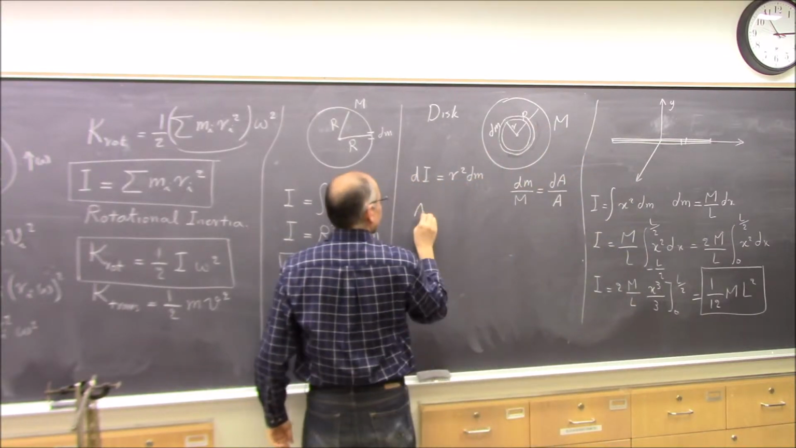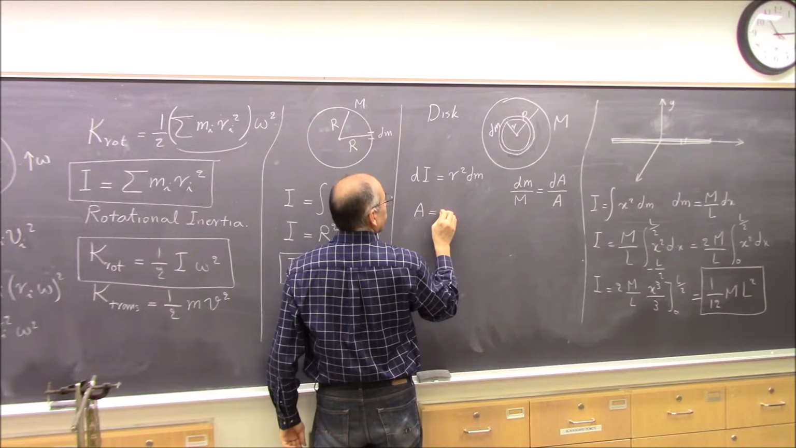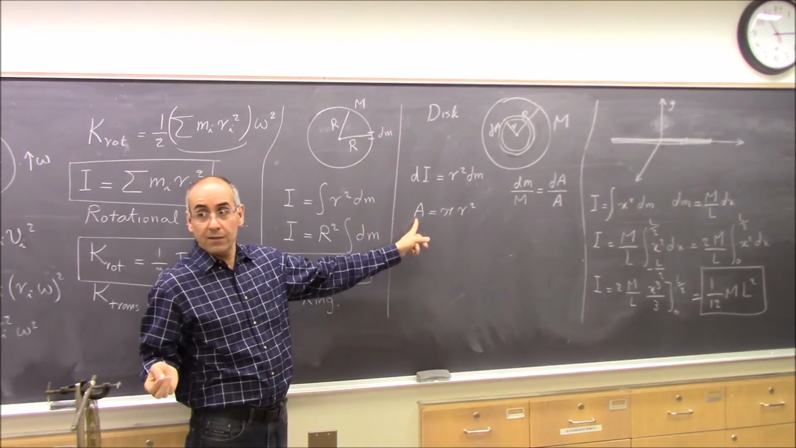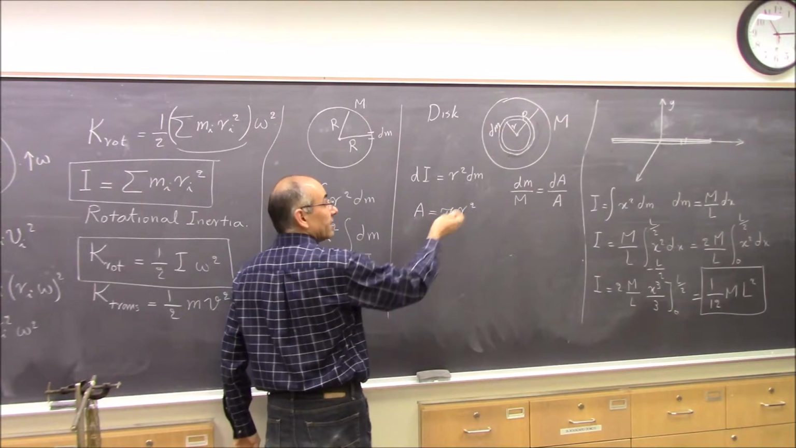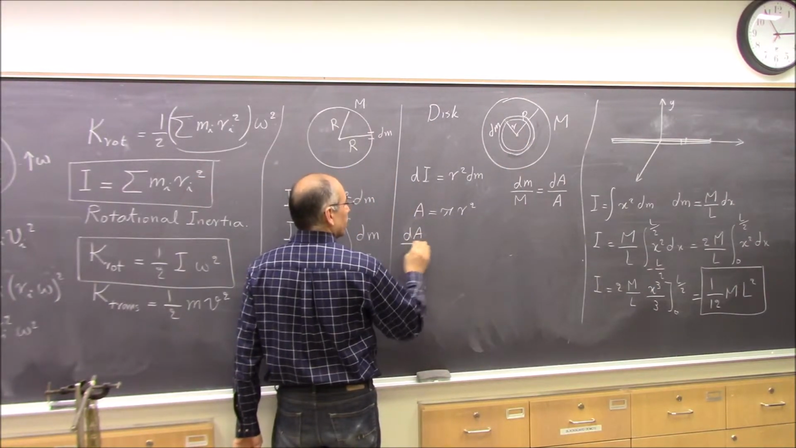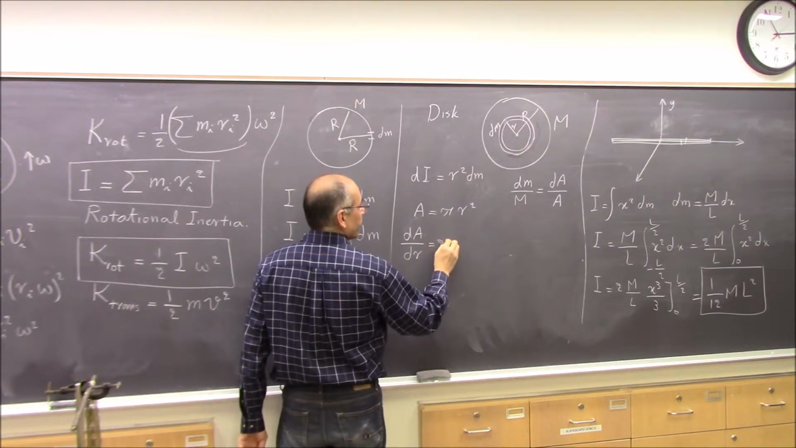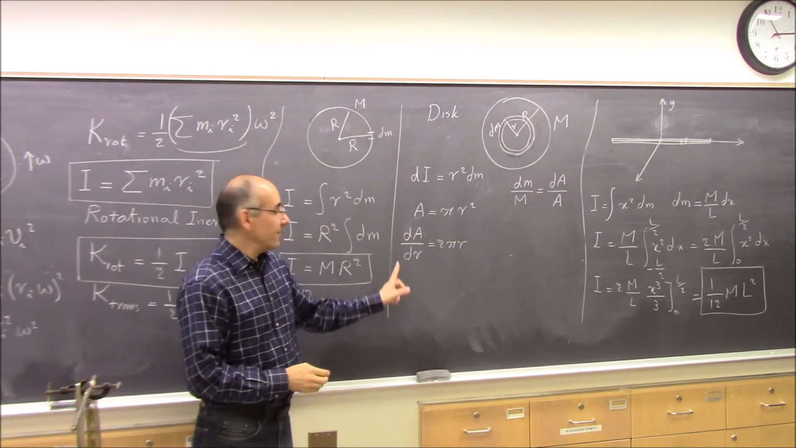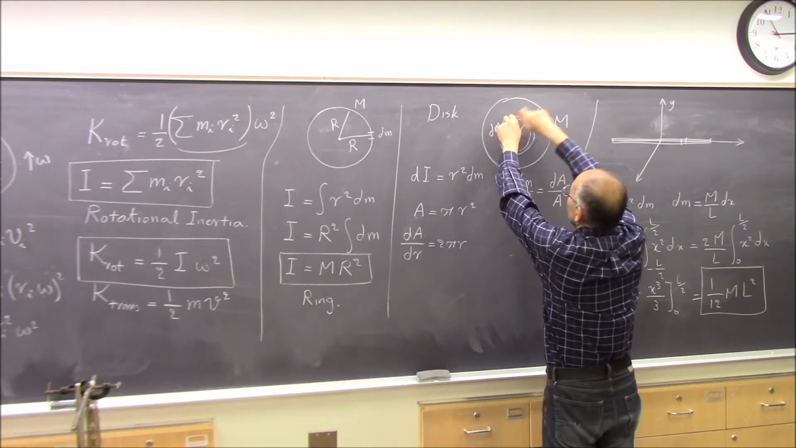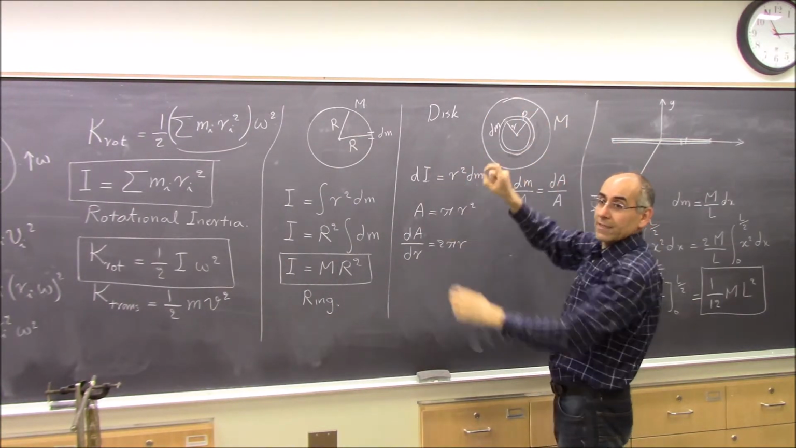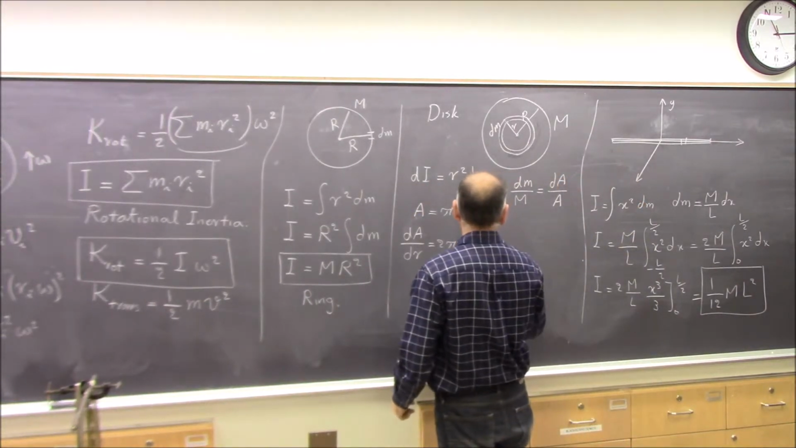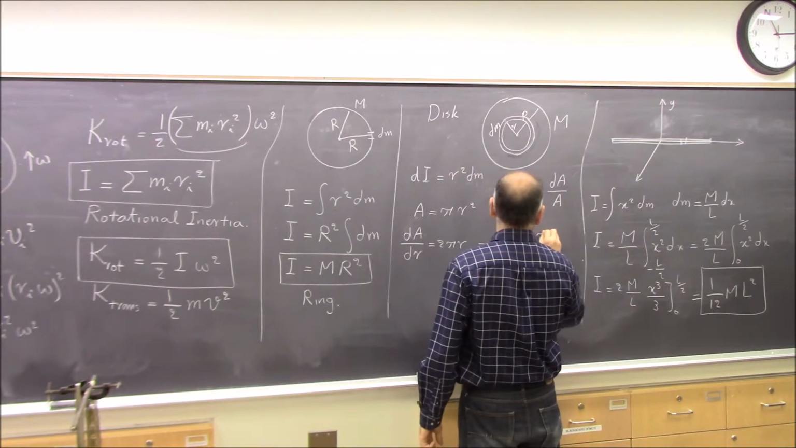If you have area equal to pi r squared, and you take the derivative of area with respect to r, it tells you how much area increases if you increase the radius. What is dA over dr? The circumference, 2 pi r. If you multiply by dr, dA becomes 2 pi r dr. That's the same as cutting this ring and opening it up. You get a rectangle. One side is dr, the other side is the circumference, 2 pi r. So dA is 2 pi r dr.